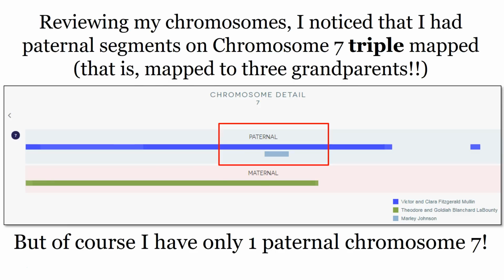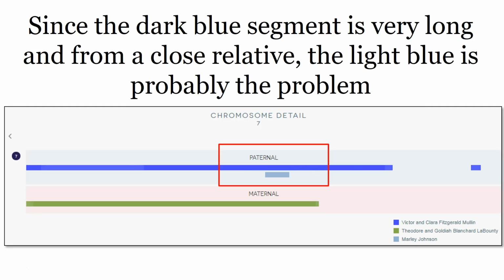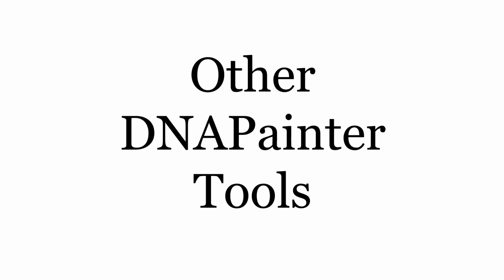Now, it's interesting here because I have this long blue segment I share with a close relative. It's probably the small segment that's the issue. Not a guarantee, particularly if this is due to user data entry errors, for example. But chances are it's going to be the small segment. And sure enough, when I go and look at this, what I discover is that small segment is, in fact, the issue. And now I can click on that small segment, and I can then make whatever changes necessary to fix that mistake.